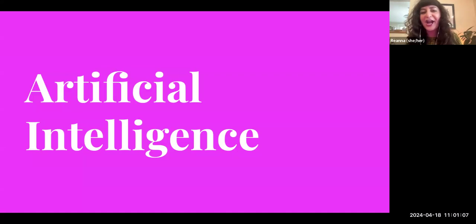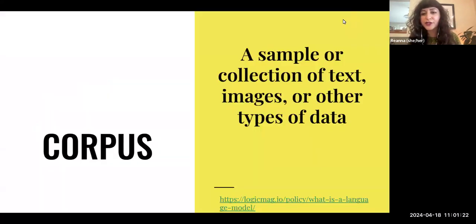jumping into AI, a lot of times when we're talking about AI, particularly in the university setting, we're actually talking about generative AI. And in order to understand generative AI, I'm going to go through a few key terms that we might be revisiting throughout the presentation. So first off, corpus. What is a corpus? A corpus is a sample or collection of text, images, or other types of data. Really, it's everything that a large language model or any of these generative models, including generative image models, are using to make their outputs.